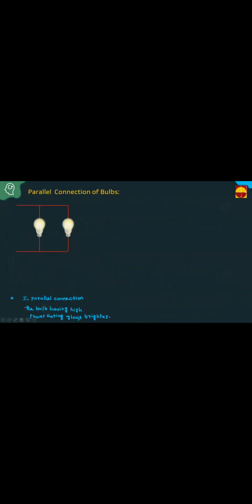Next, what is the parallel connection of the bulbs? Let's consider two bulbs connected in parallel. This is bulb 1 and this is bulb 2. These two bulbs are connected in parallel.